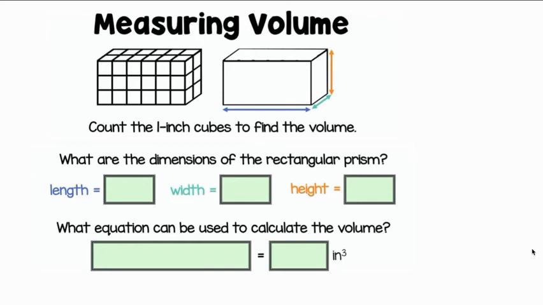Problem 2, we're still sticking with measuring volume. We are now counting the 1-inch cubes to find the volume. So same thing, we are given a picture representation using unit cubes, but we're also given a little clue of what is the length, the width, and the height with those awesome color arrows. So what are the dimensions of the rectangular prism? Find the length, find the width, and find the height. What equation would you use to calculate the volume? What is the volume of this rectangular prism?